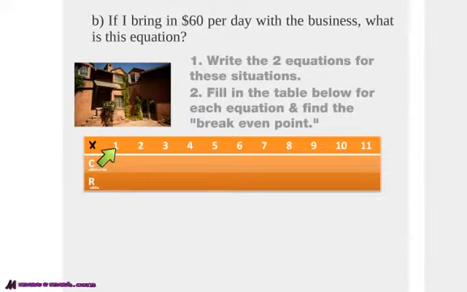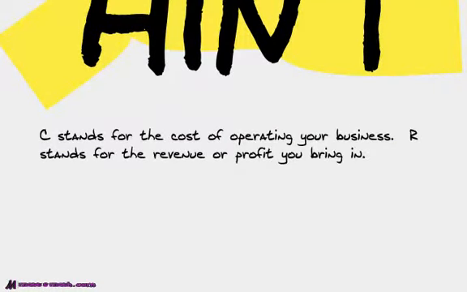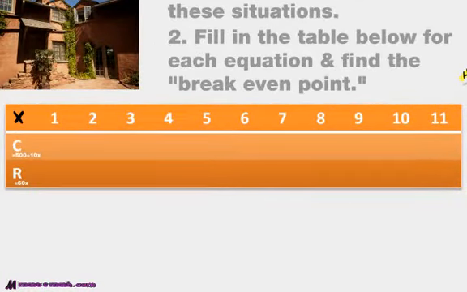So what you're going to do is take that 1, plug it into the equation, and see what it spits out for the cost. Take that 1, plug it in for the revenue, and see how much you'd be bringing in for the first day. That's the idea. You're going to be filling out this whole chart. Notice that when you fill it out, the C stands for the cost of operating your business, whereas R stands for the revenue, the amount of money you're bringing in.